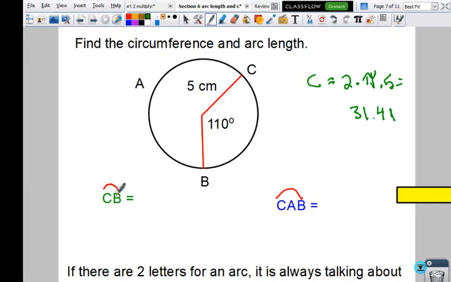Okay, so let's start by finding arc CB. So if CB is 110 degrees, right here, I'm going to go 110 divided by 360 times 31.41. I hate Chromebooks. Let's see what you get. 110 divided by 360 times 31.41. 9.60 in rounds.